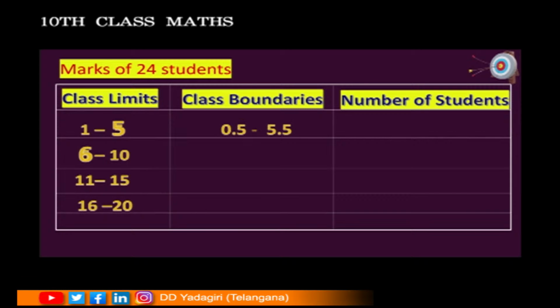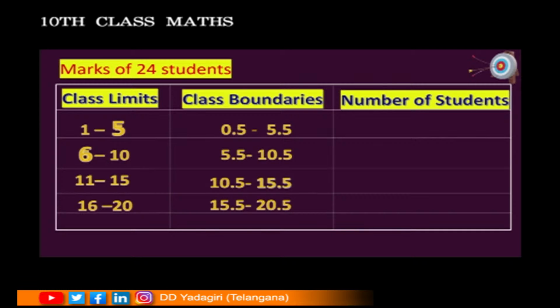Now again, for the next class boundary, you just take the upper boundary of the first class and make it the lower boundary, and again take the average of 10 and 11. So 10 plus 11 by 2 is 10.5. Likewise the next one is 10.5 to 15.5, and the next boundary is 15.5 to 20.5.